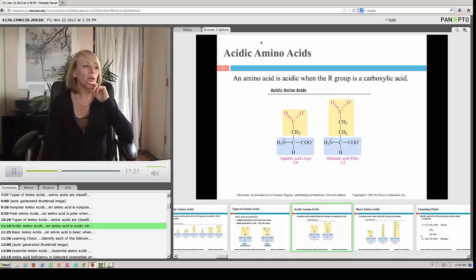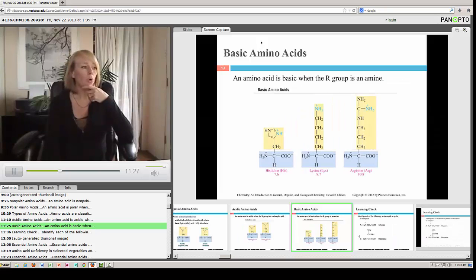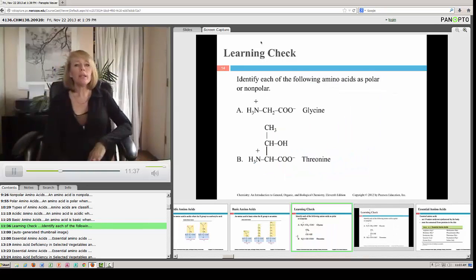So when we look here, what do we have for our R group? Well, in a glycine, you only have a hydrogen. That would be considered nonpolar, as opposed to threonine that has an alcohol on the R group, and therefore that would be considered a polar molecule.